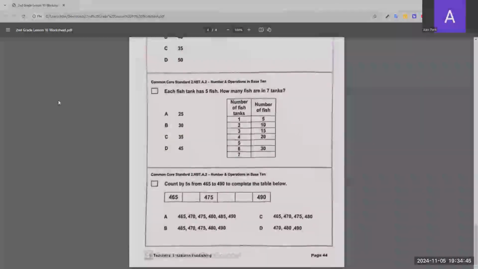Last problem, count by 5s from 465 to 490 to complete the table below. 465 plus 5 is 470. 475 plus 5 is 480. And then 480 plus 5 is 485. So looking at our answer choices, A works because you're adding 5 each time from 465 to 490.